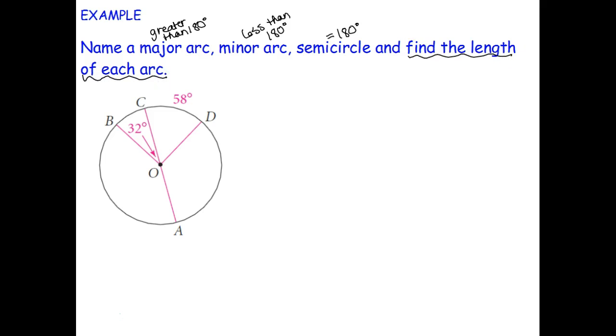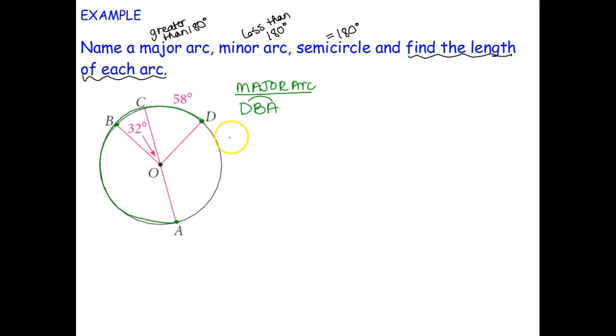So if we want to do a major arc, okay, a major arc would be something like D to B to A. So this would be an example of a major arc. And it's not the only major arc that's up there, it's just one example of a major arc. So we can call this arc DBA. And what we want to do is find the length of that arc.